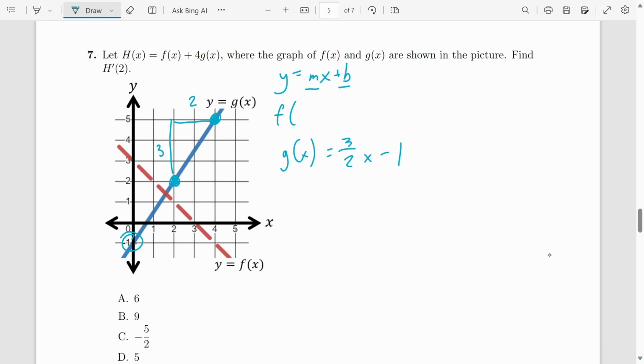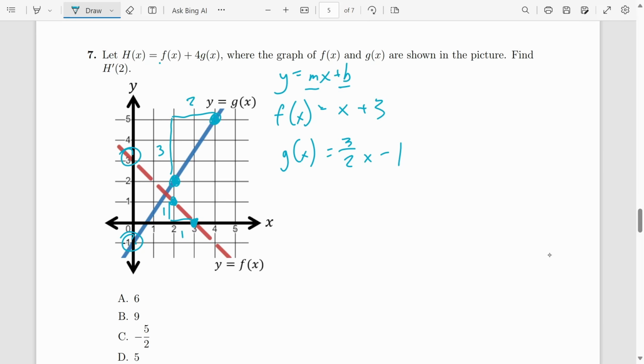You can do the same thing for f of x. For f of x, it looks like it goes maybe here and here. So it looks like that's just 1 over 1. So this is going to be just x, and then its y-intercept is 3, so plus 3. So f of x equals x plus 3. So there we go. We have our f of x and g of x.